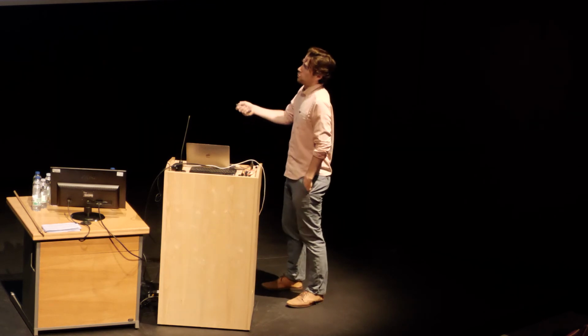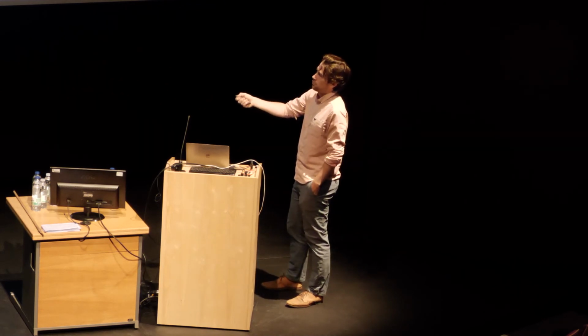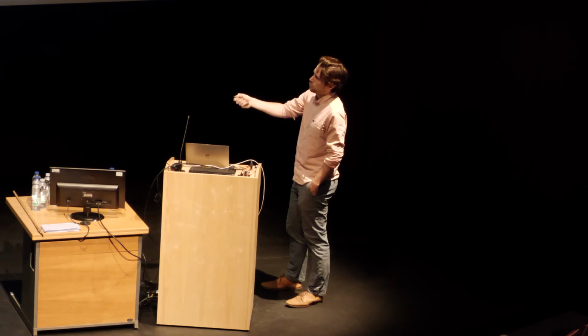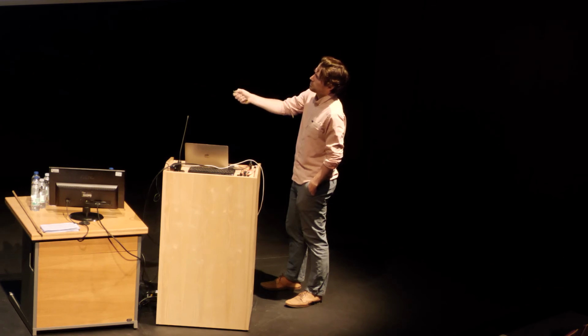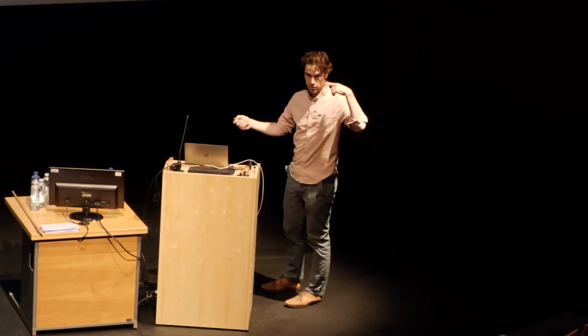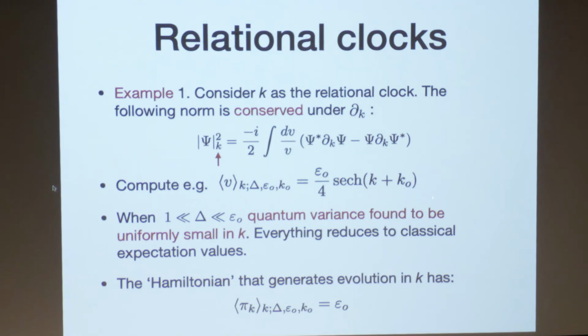Using this norm, you can calculate expectation values. For example, the expectation value of the volume using K as the clock, with this Gaussian wave packet that I wrote down before, using this inner product, you can just do the integrals in the saddle point way that I just told you, and you'll get this. And this is the classical equation of motion. So it does depend on time. The probabilities don't depend on time, but expectation values depend on K, and these are the constants. As long as you're in this regime, the quantum variance is uniformly small in K. So really, it is classical in that limit.